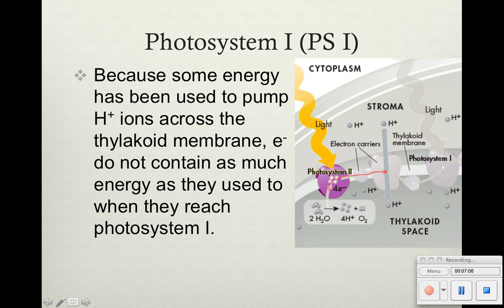So maybe you're the silly mom and you give them another piece of candy, okay? They need to get excited again. So what happens is, since energy was used right here to pump those hydrogen ions into the thylakoid space, those electrons don't have as much energy as they need when they reach photosystem I.